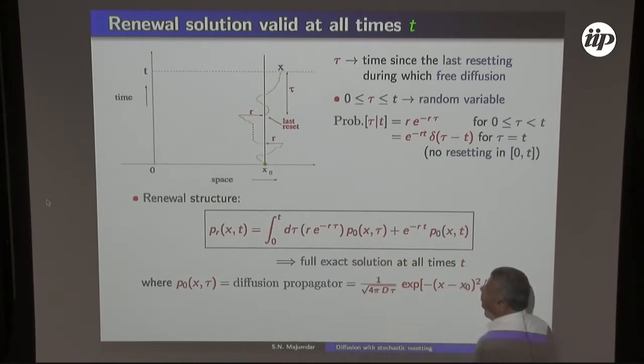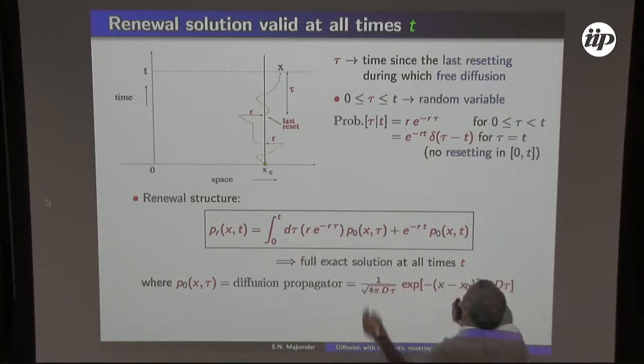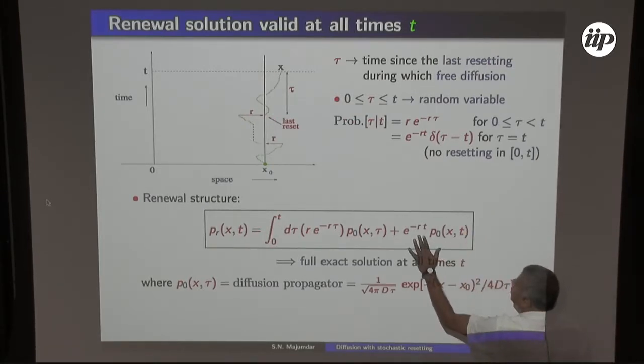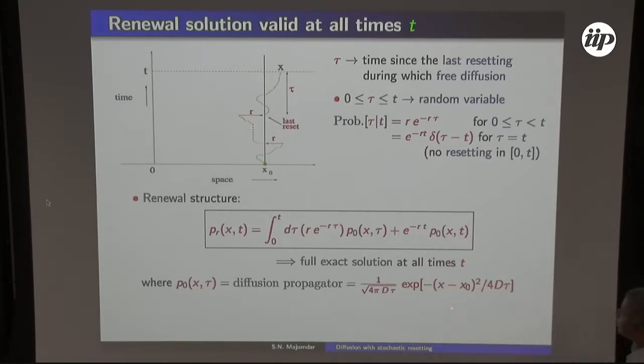So 0 means without resetting. And the probability for this resetting time itself is just this exponential distribution from here. And then you have to integrate this tau from 0 to t. And there is one possibility that there is no resetting, in which case it's just a free evolution all the way from 0 to t. And this happens with probability e to the power minus rt.